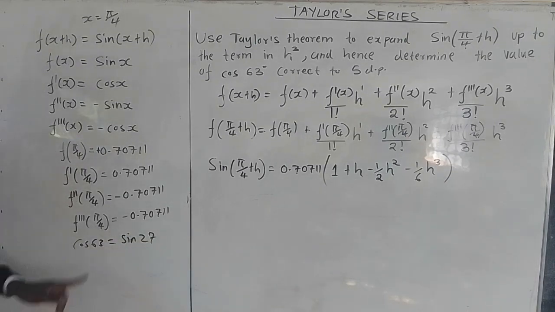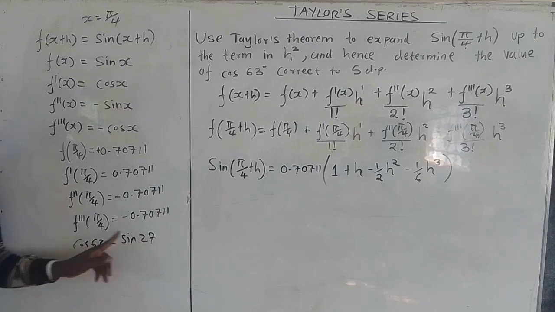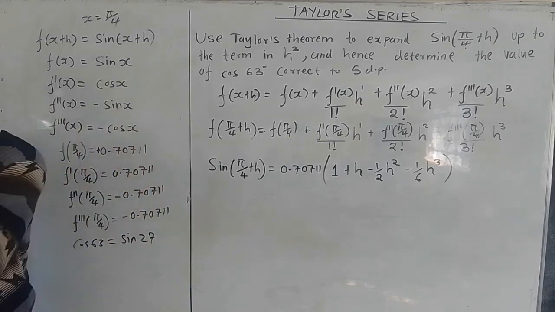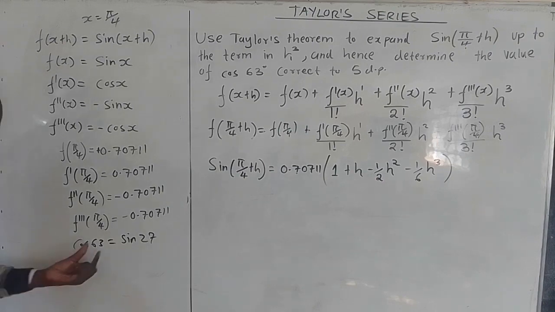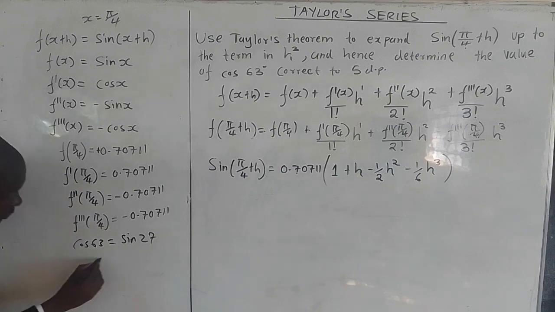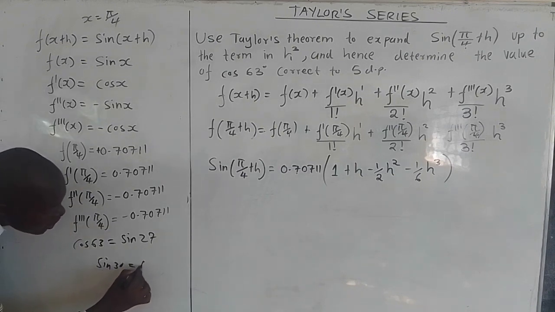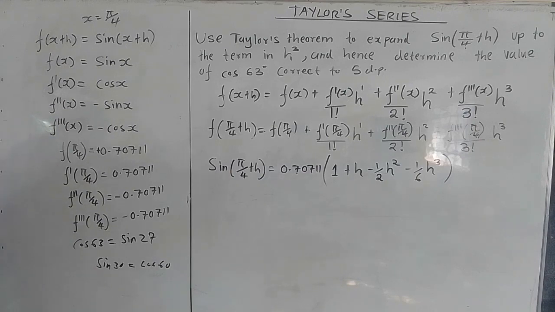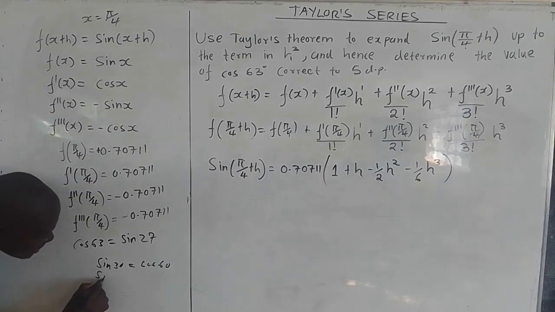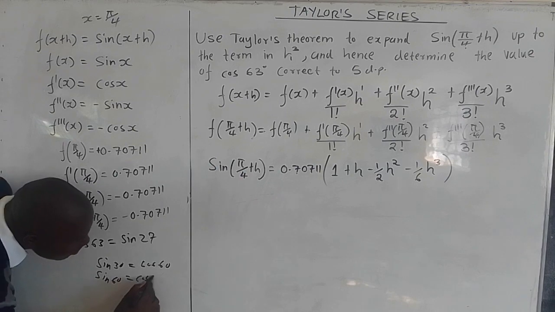Cofunction identity. When the sum of the angles add up to 90 degrees, then those are complementary angles. You can see 63 plus 27 add up to 90 degrees, isn't it? Meaning sine 30 will be equal to cos 60 because 30 plus 60 is 90 degrees. Complementary angles. Are you seeing? The same, sine 60 will also be the same as cos 30.